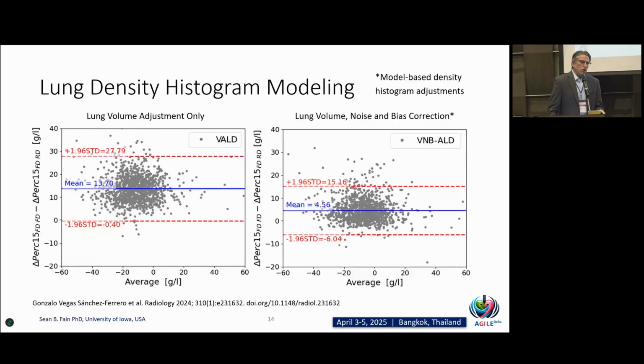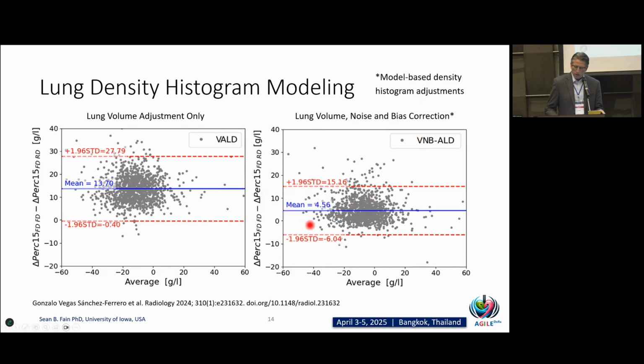This is a study that's part of the COPDGene group that I'm a contributor to, in which the variation in the lung volume was adjusted, as well as the noise, as well as the bias on the right. So what you're seeing here is baseline and 5-year follow-up data. And here is just volume adjustment. Here is correcting for all three. There is a 5-year gap, so we do expect some bias.